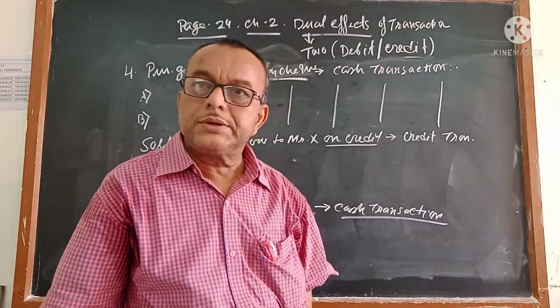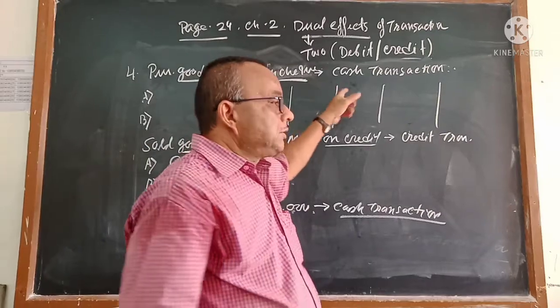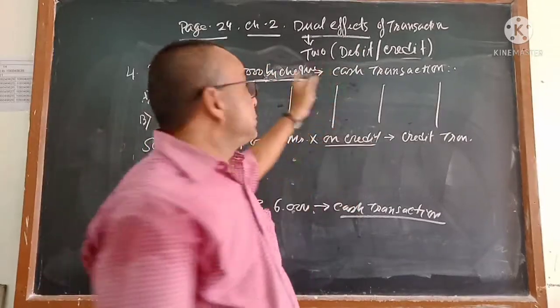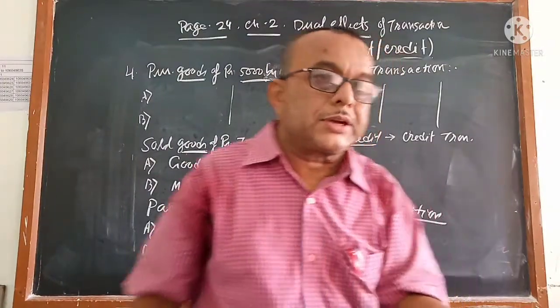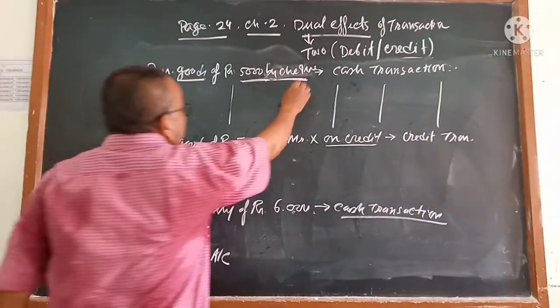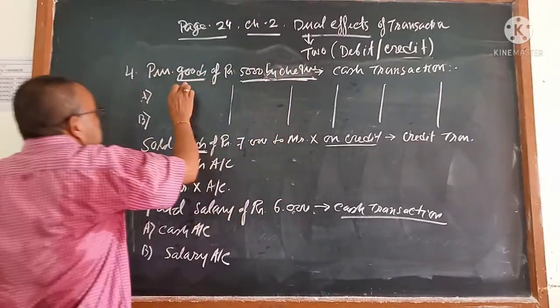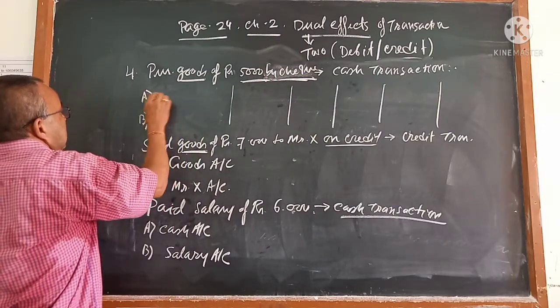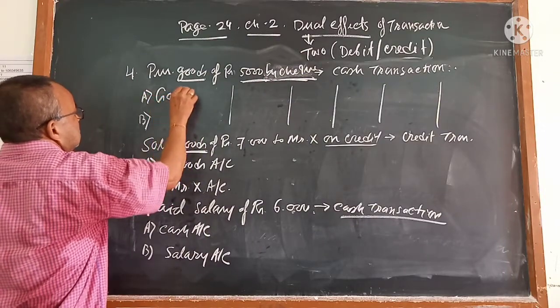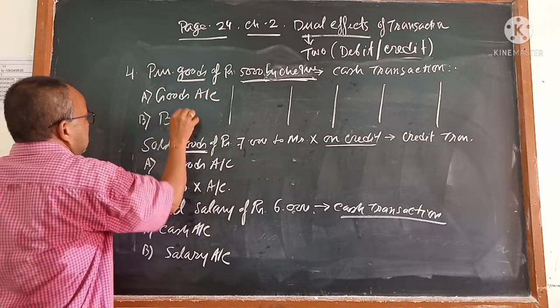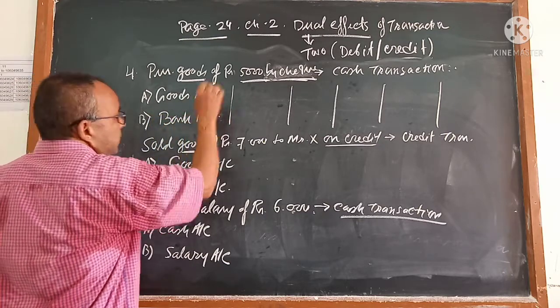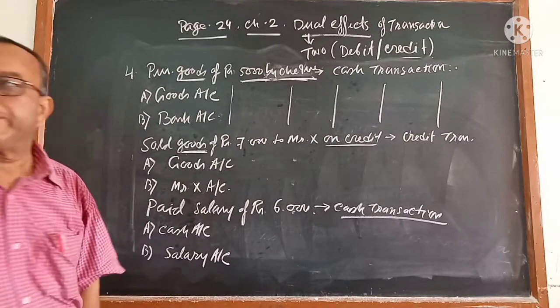Do you understand what I said? If it is for cash, then the cash account will be written. If it is by cheque, then the bank account will be written in place of the cash account. So one is the bank account and one is the goods account. One is the goods account and the other is not the cash account but the bank account. We write the bank account. This is the true effect.